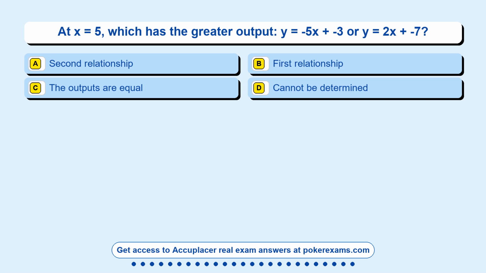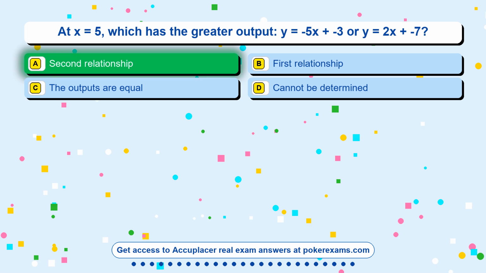Question 1. Which real estate term is defined by the combined housing payment components of principal, interest, taxes, and insurance? Option A, debt-to-income ratio. Option B, PITI. Option C, amortization. Option D, defeasance clause. The correct answer is option A, second relationship.